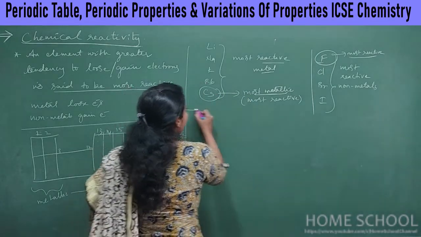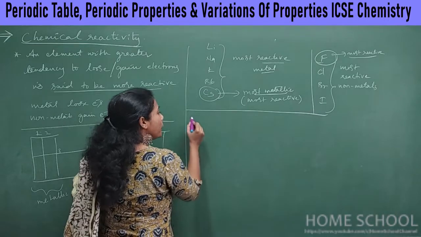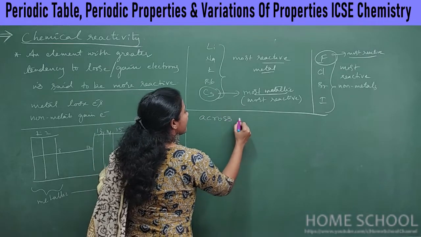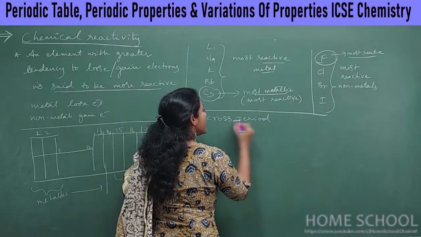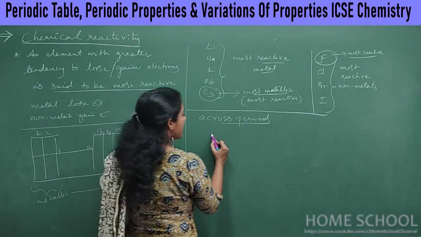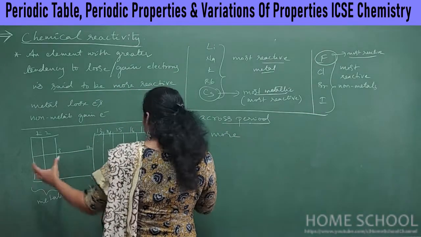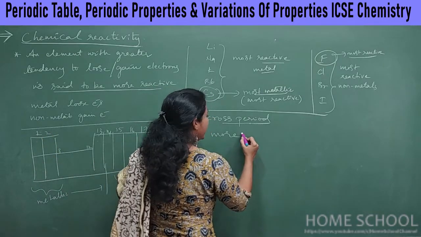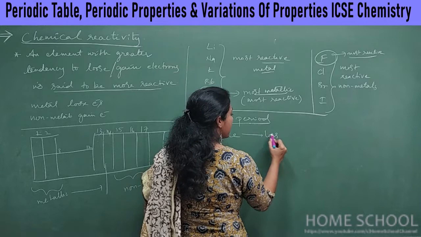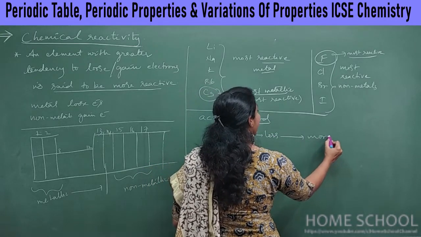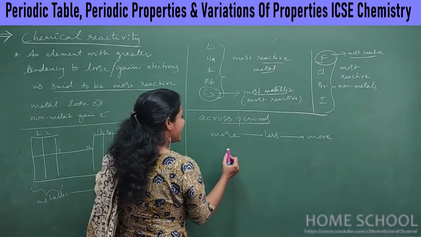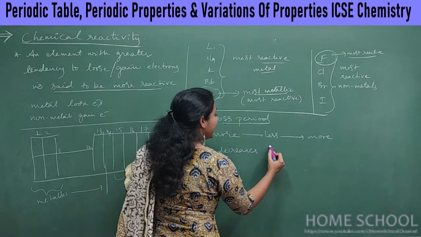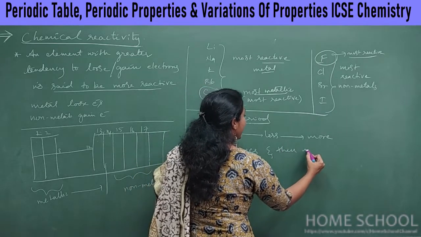And now if I ask a question, what will happen for chemical reactivity when you go across a period? What happens for chemical reactivity? I can write something like this: chemical reactivity is more initially, right, when you start going from left to right, and then slowly the chemical reactivity becomes less, and again it becomes more. So what I can say is, first initially the chemical reactivity decreases, right, and then increases.